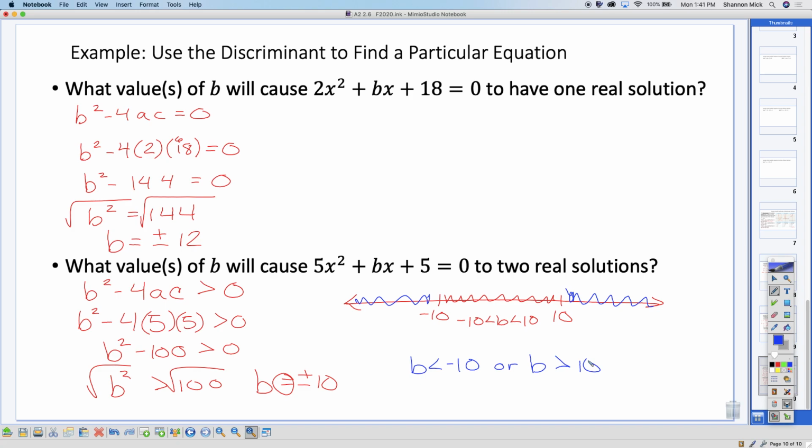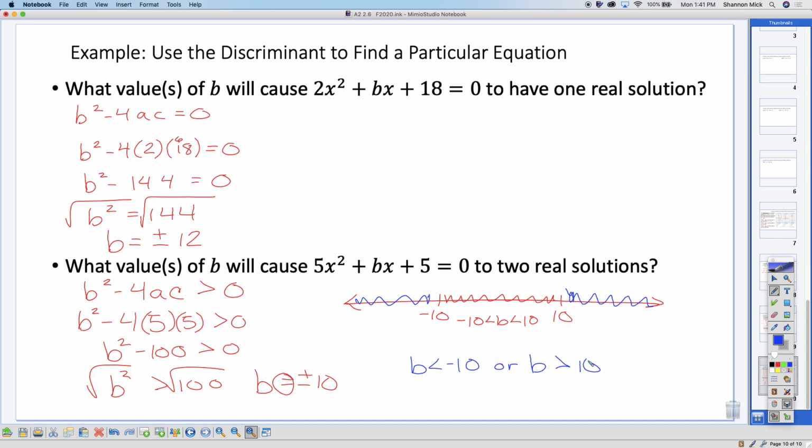So all we need to do is test numbers. In the blue area, if it's true, or in the red area, if it's true, to decide. Because it's positive or negative and we're going to square it, we only have to pick one number. So a number that is less than negative 10 or greater than 10. 14. Everyone good with 14? Do you know 14 squared?